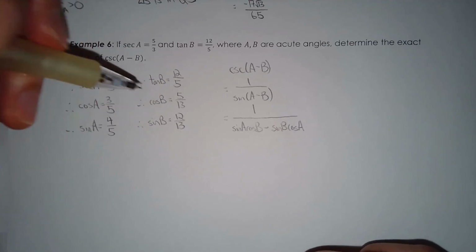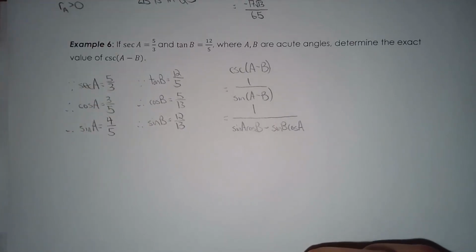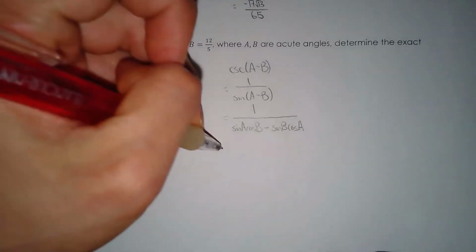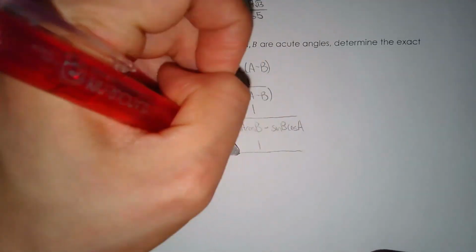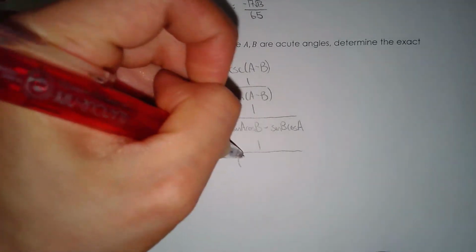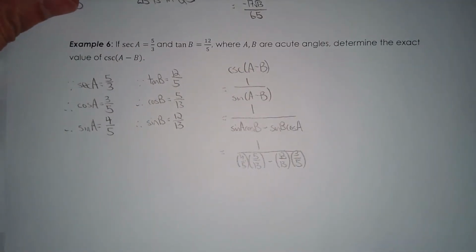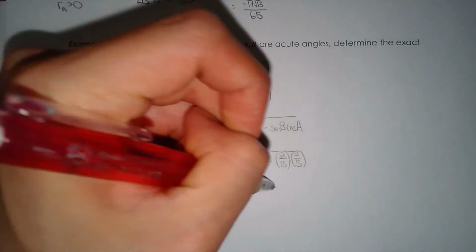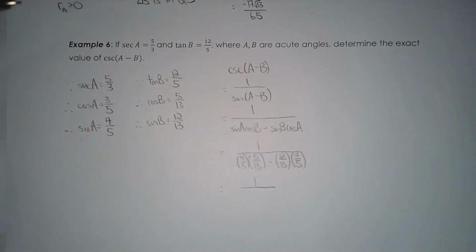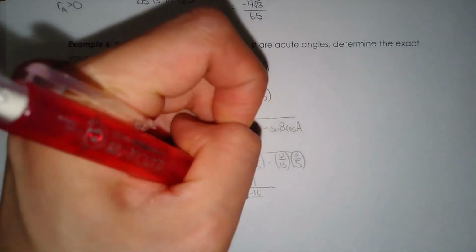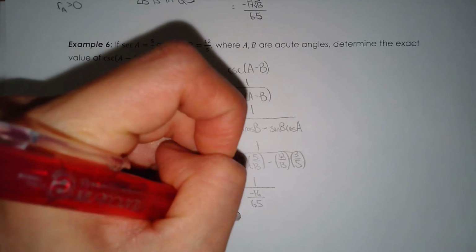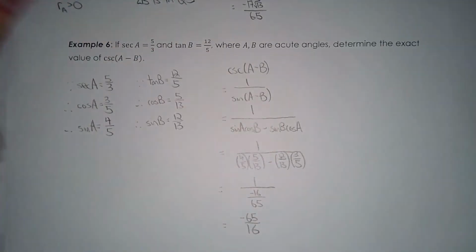All right, but if you do know the Pythagorean triples, you can just write the ratios down. I don't expect you to do the calculation. So sine A is 4 over 5. Cos B is 5 over 13. Sine B is 12 over 13. And cos A is 3 over 5. Okay, so that's 20, and then that is negative 36. That's negative 16 over 65, which will be negative 65 over 16.